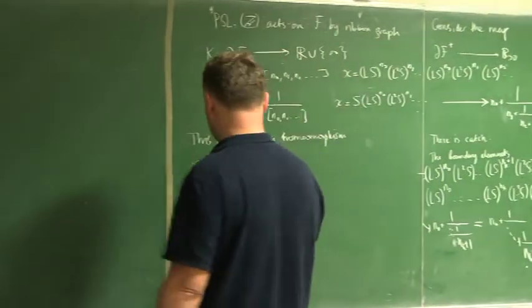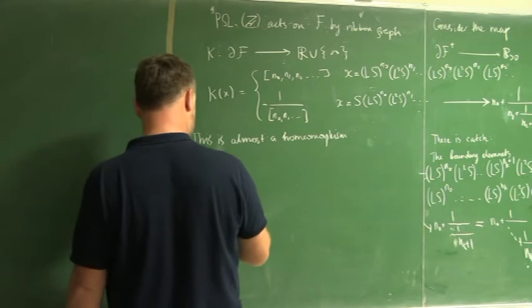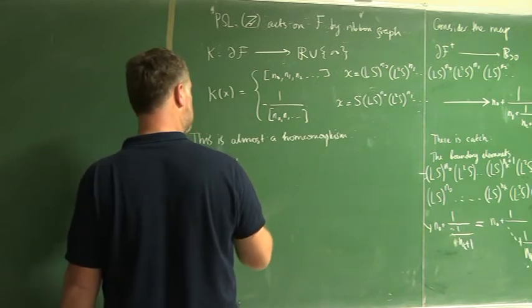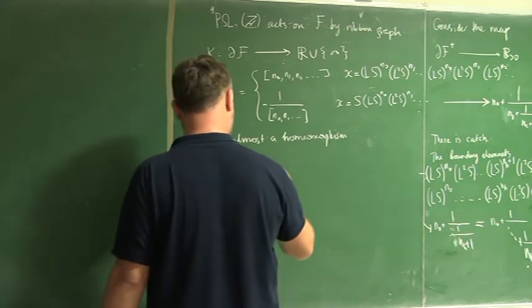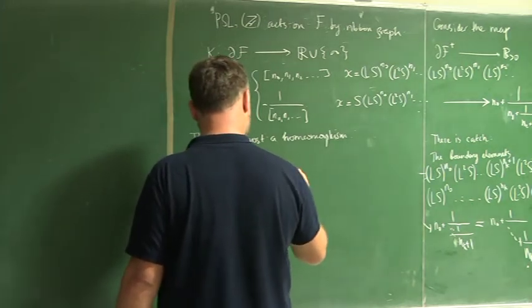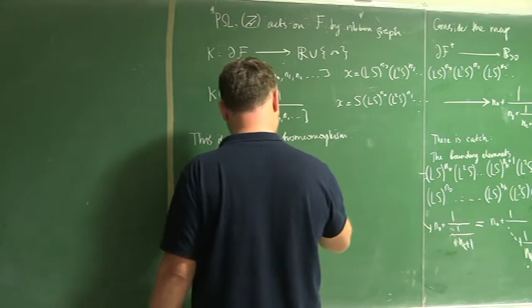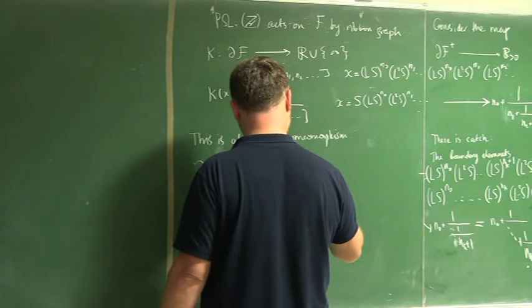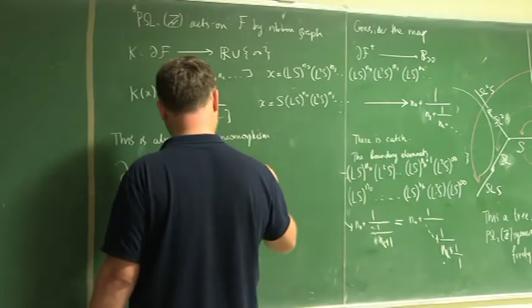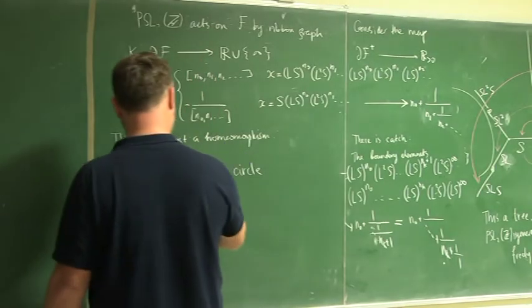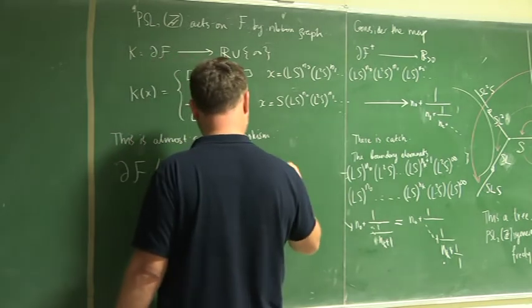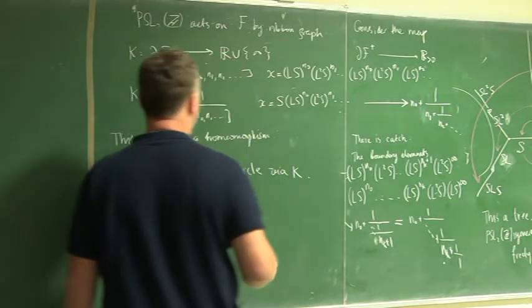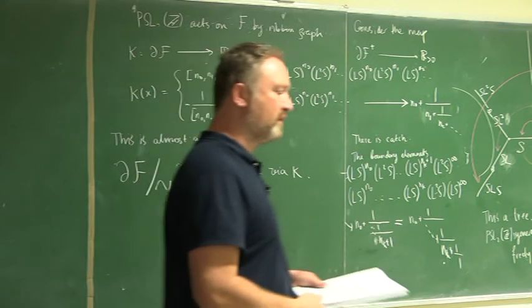and since there's a product topology on this space, I can quotient this with this and obtain a topological space. And in fact, this topological space is just homeomorphic to the circle via the map kappa.